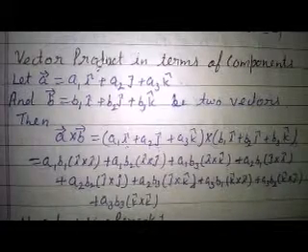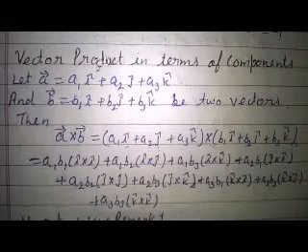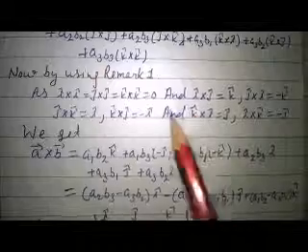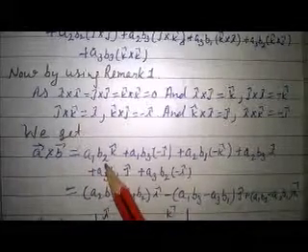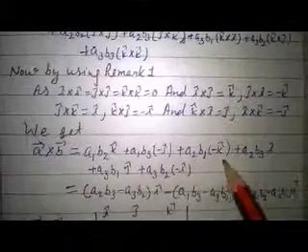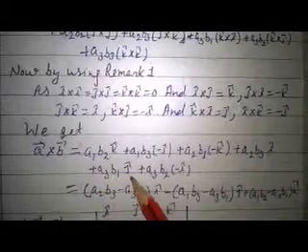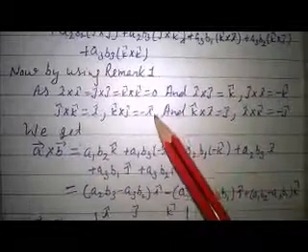Now we use the important points: i cap into i cap, j cap into j cap, k cap into k cap is equal to 0. Students, by using this important formula, we get A vector cross B vector is equal to a1 b2 k cap plus a1 b3 minus j cap plus a2 b1 minus k cap plus a2 b3 i cap plus a3 b1 j cap plus a3 b2 minus i cap, by using these important points.